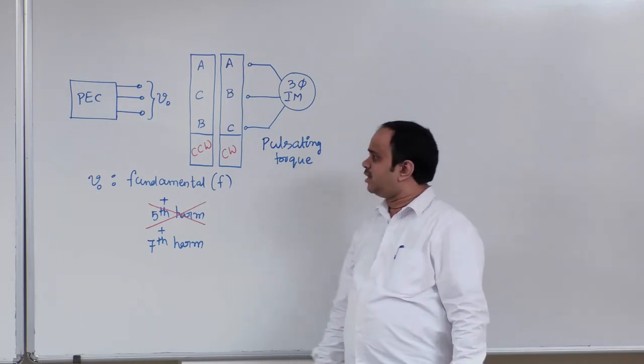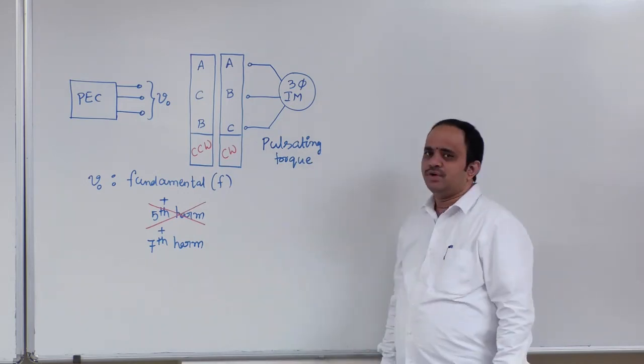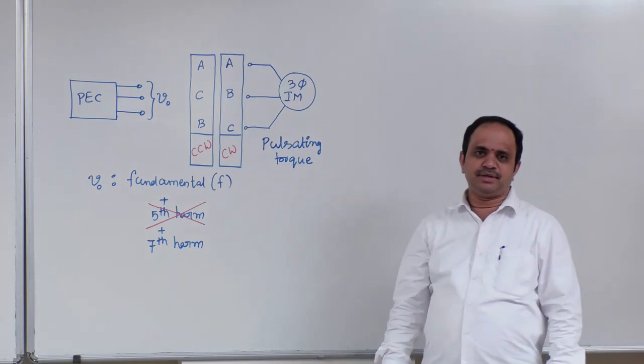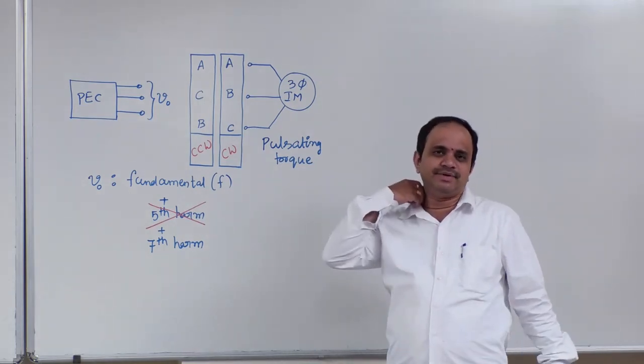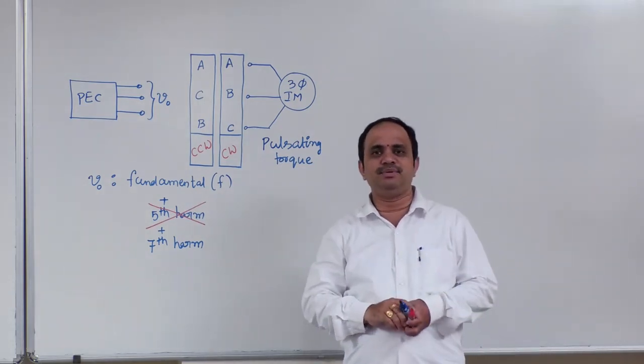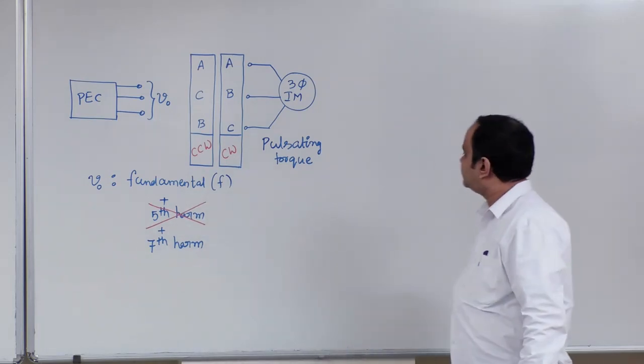Okay. Now you may have a question. We are in the rectifiers chapter, but why is this fellow giving an induction machine as an example? Okay. There is a reason for that.